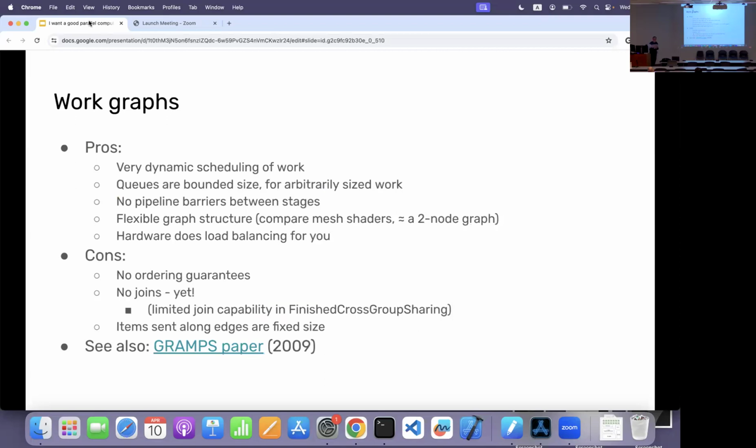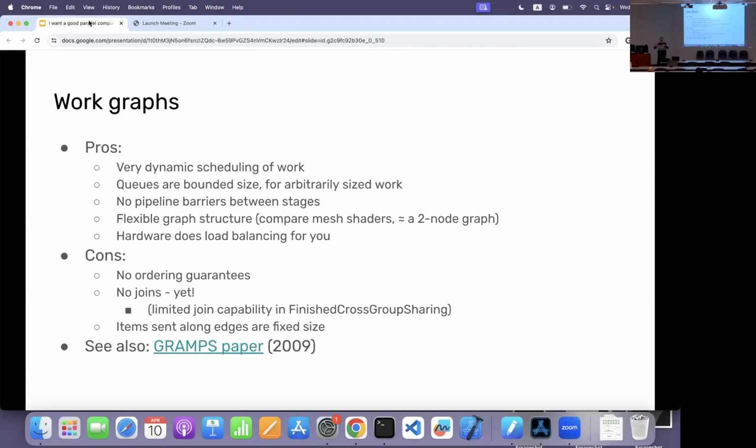So work graphs, again, with the love-hate relationship, there's good things about them, and there's bad. So the good news is that they actually work. They do this dynamic scheduling. They allow you to schedule those work groups in response to the problem that you're actually rendering. The hardware does the load balancing for you, which is one of the big challenges when you're doing compute shader programs. And you can have any graph structure you like.